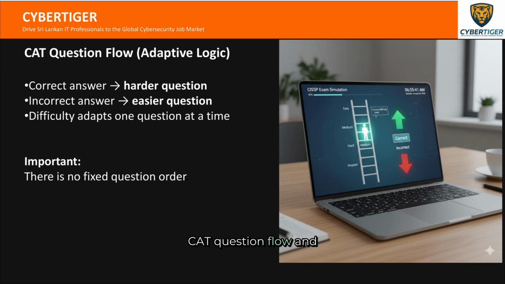Let's look at the CAT question flow and adaptive logic, because this explains why the exam feels different from any traditional test. When you answer a question correctly, the CAT engine responds by giving you a harder question. If you answer incorrectly, the next question becomes easier. This adjustment happens one question at a time, continuously refining the system's confidence in your skill level. There is no fixed question order and no predefined path through the exam. Think of it like an adaptive firewall policy. Each decision influences the next rule applied. That's why consistency matters more than streaks. The CAT engine is always tuning itself to find your true professional ability level.